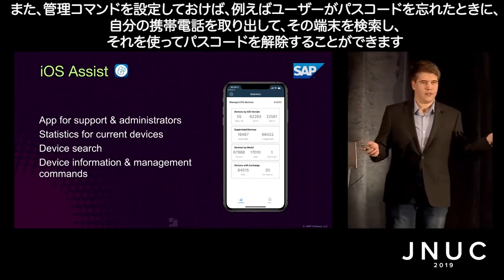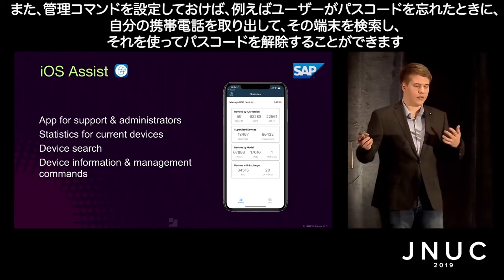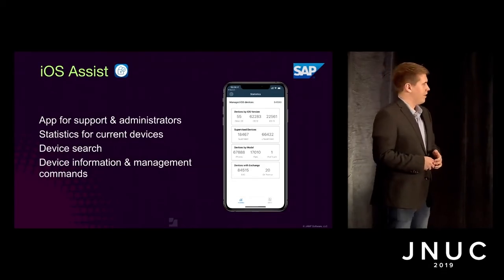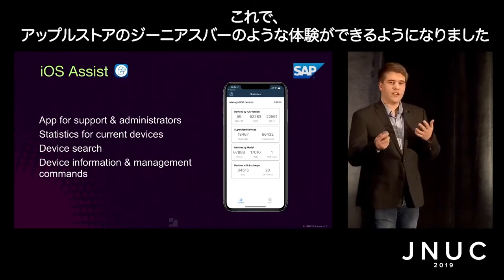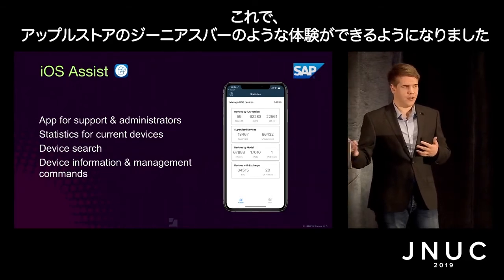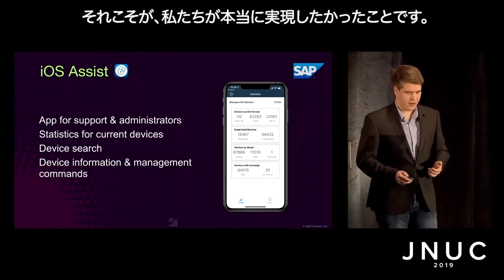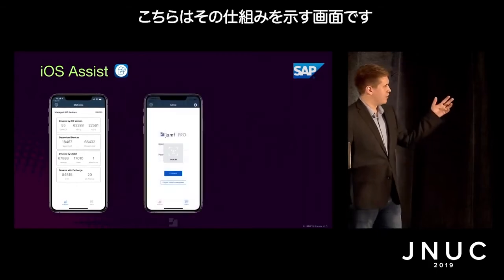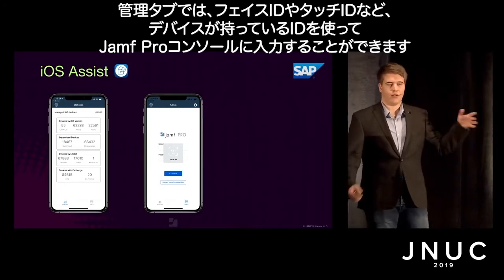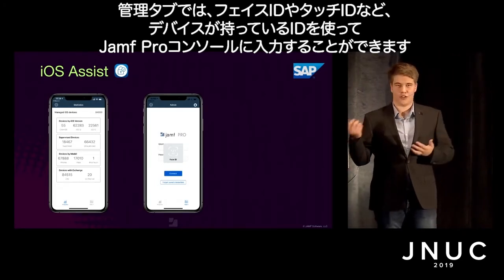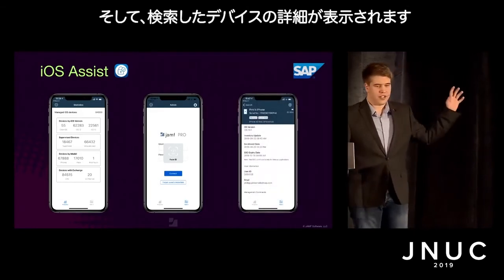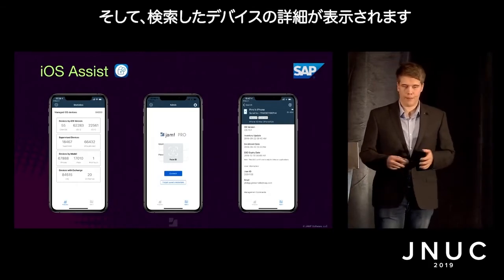And you can also send management commands. So if a user, for example, forgot their passcode, you can just pull up your own phone, search for their device, and unlock the passcode with that. You might see where this is going. This really enables an app store, Genius bar-like experience. And we really wanted to do exactly that. Here are some screens that show how that works. On the first screen, you have the statistics. You can go to the admin tab, where you can use Face ID or Touch ID, whatever the device has, to enter the Jamf Pro console, basically, and then you get a detailed view for single devices that you looked up.